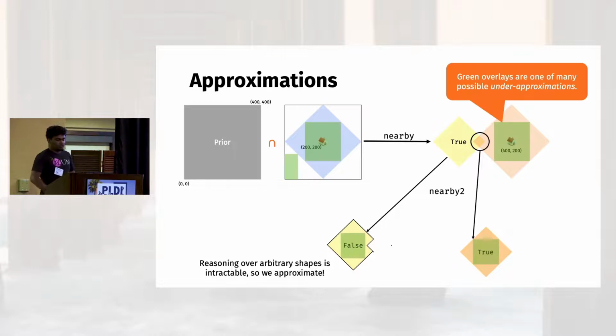So what we want to do is approximate these queries, these shapes. And in this example, we do under approximations with, let's say, intervals, which in the 2-dimensional space map out to rectangles. The green overlays that I'm showing on top are one possible under approximation. But you can imagine doing different kinds of under approximation.